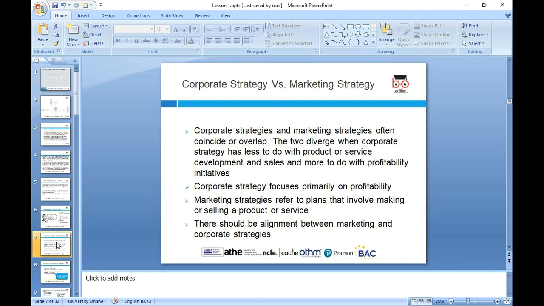Then we're looking next at corporate strategies versus marketing strategies. So corporate strategies and marketing strategies often overlap. To diverge, we can look at how corporate strategies have less to do with product and service development and sales, and more to do with profitability initiatives. Corporate strategies focus on profitability, but marketing strategies refer to plans that involve making or selling a product or service.